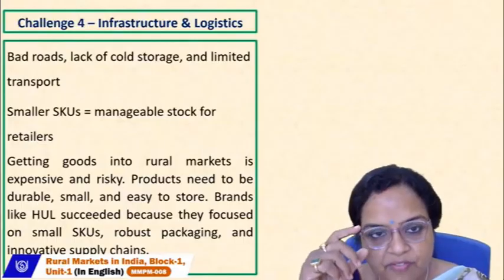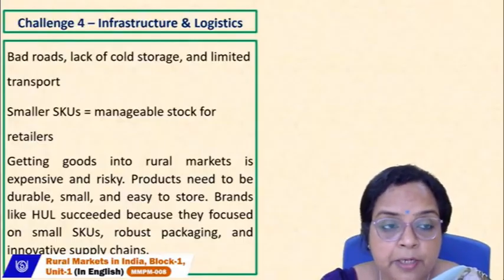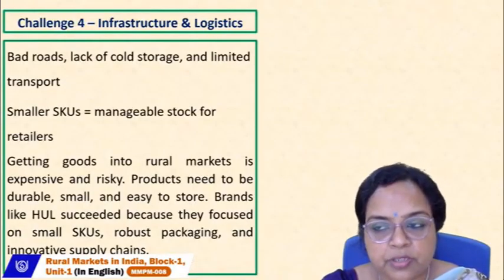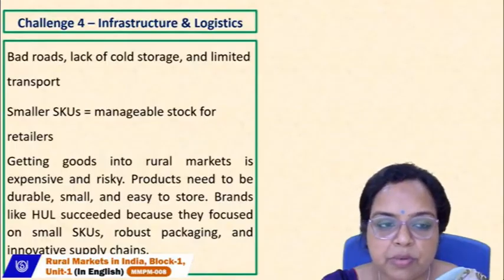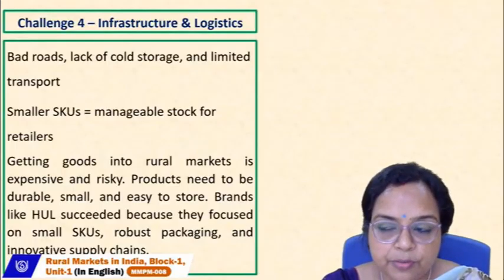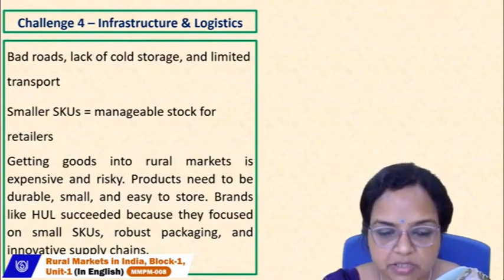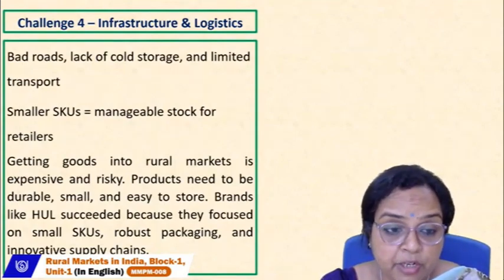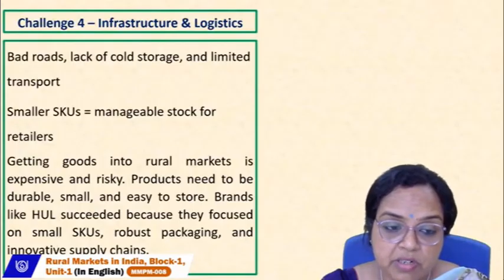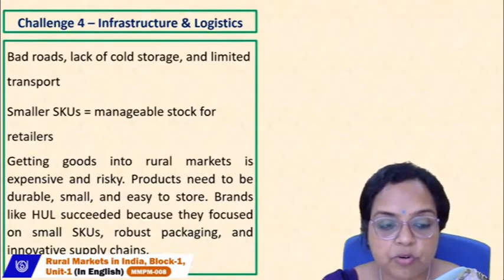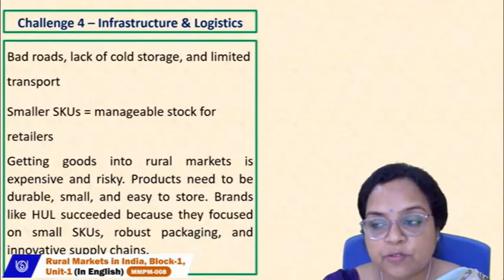Challenge number 4 is infrastructure and logistics. Due to bad roads, lack of cold storage and limited transport, products are not reaching the rural belt. They don't have proper storage units, so they are keeping everything in a limited size. Getting goods into rural markets is expensive and risky. Products need to be durable, small, and easy to store. Brands like HUL succeeded because they focused on small SKUs, robust packaging, and innovative supply chains.